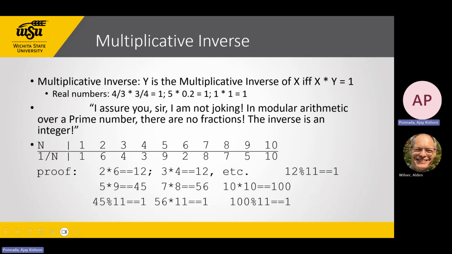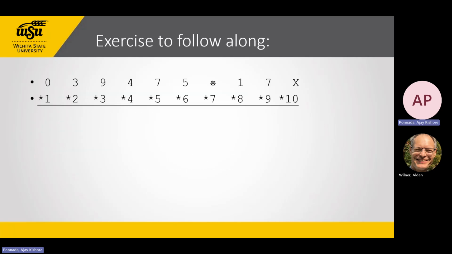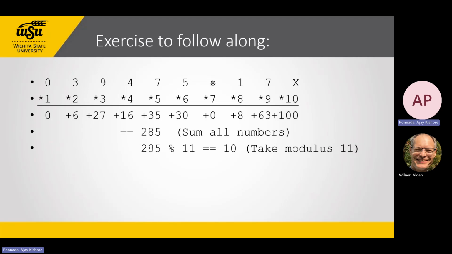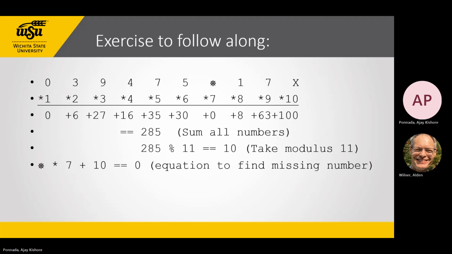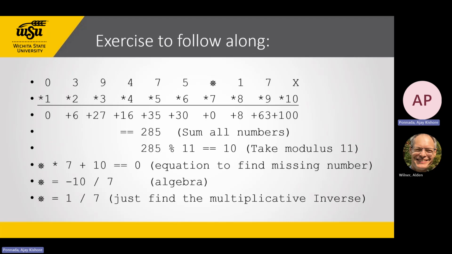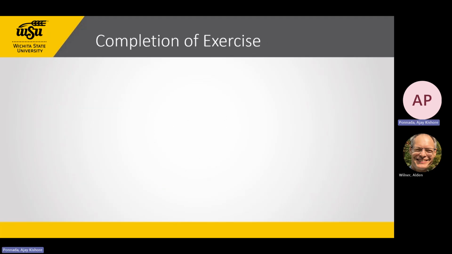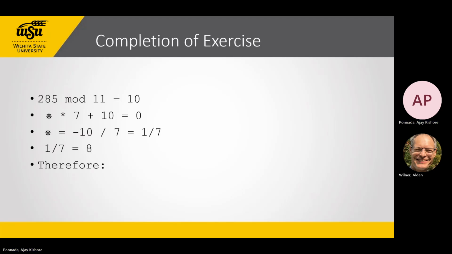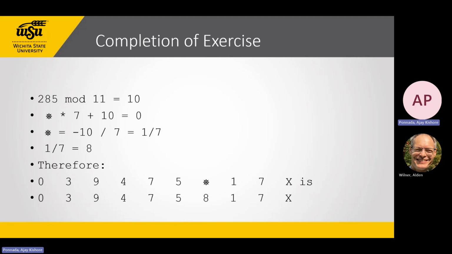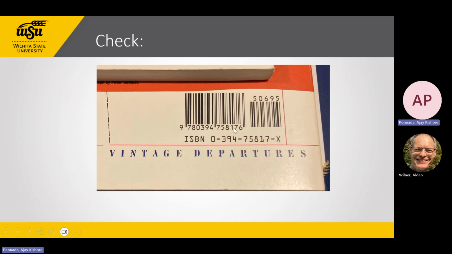So this is where we are. Oh, we have finished all these slides. 285 mod 11 is 10. So 7 times the missing digit plus 10 is 0, giving minus 10 by 7, or 1 by 7. The multiplicative inverse is 8. Therefore, the missing digit is 8. And after placing 8 here, we get mod 11 as 0. So we just found it to be 8.